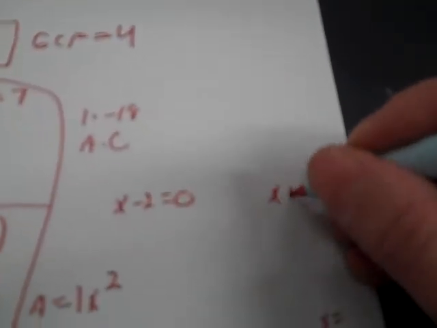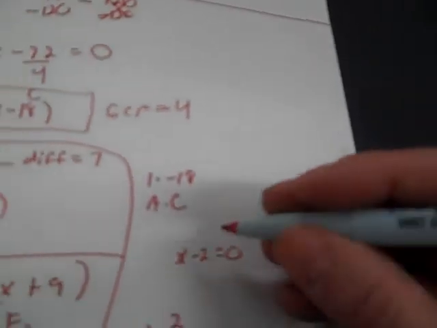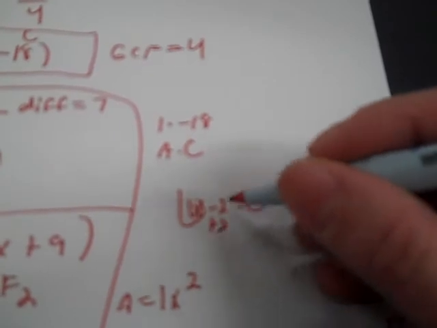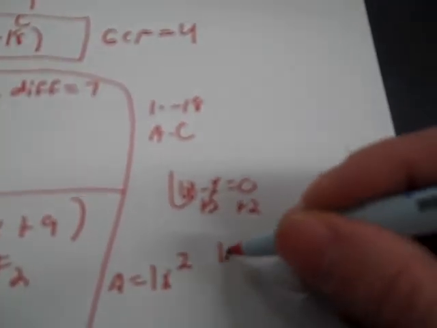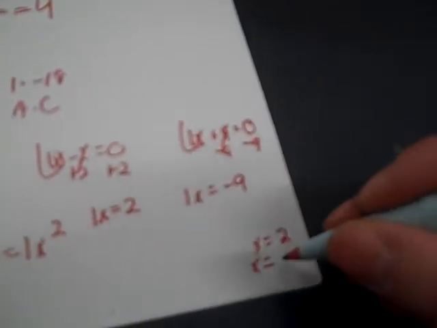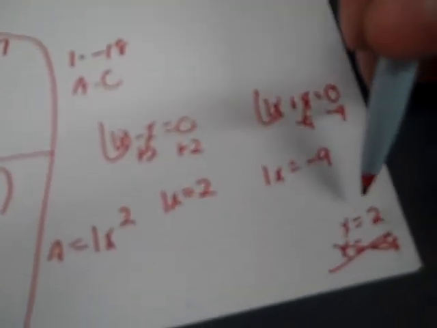Or x plus 9 can equal 0. Okay, if you want to put 1s in front and box them, go for it. So 1x equals 2, so I end up with positive 2, and negative 9. And the negative answer can be disqualified from the answer to the problem. I still want to see it there, but then we cross it out, and the positive answer is 2.